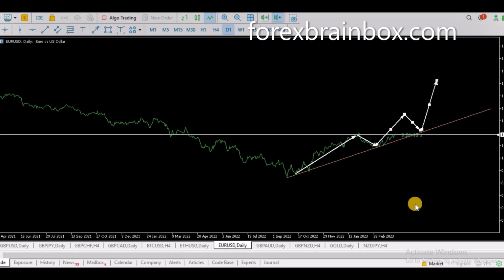So guys, this is how to trade with trend line. Trend line can act as diagonal support or diagonal resistance for a bearish move, and for a bullish move, diagonal support.